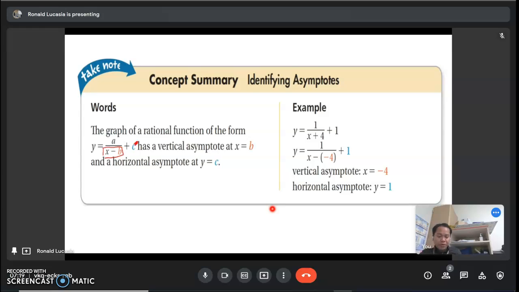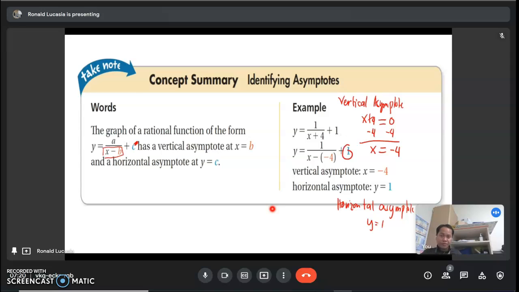Okay, for example, y is equal to 1 over x plus 4. For the vertical asymptote, you have x plus 4 equals 0. Subtract 4 from both sides. That's why your vertical asymptote is x equals negative 4. For the horizontal asymptote, you have y equals 1. This is the horizontal asymptote.